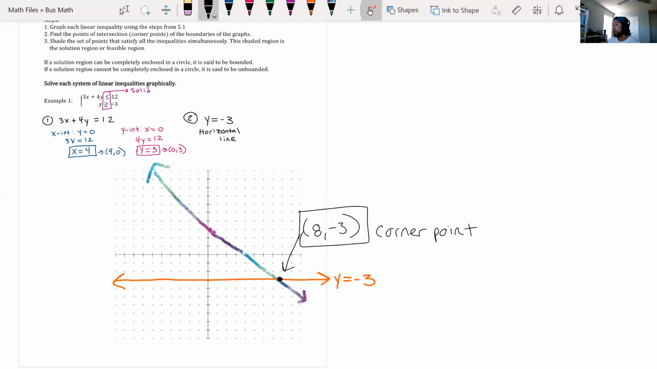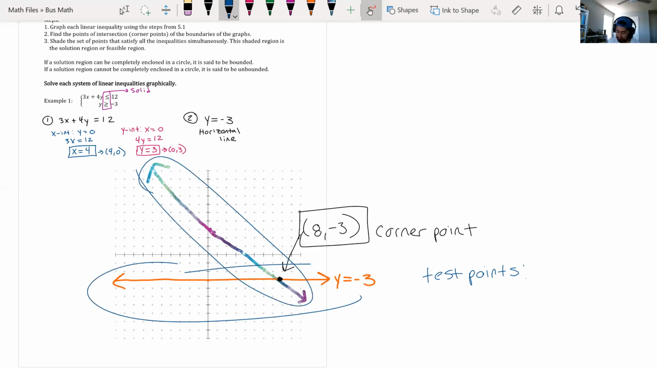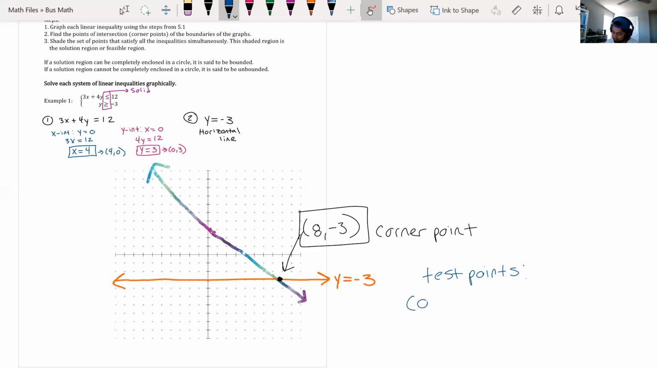Okay, but now after you find the corner points, we still need to pick test points. So next is picking test points. And once again, what point happens to be below this line and above this line? (0, 0). That's it. Our test point is going to be (0, 0). But this time, we have to test it into both functions, not just one.